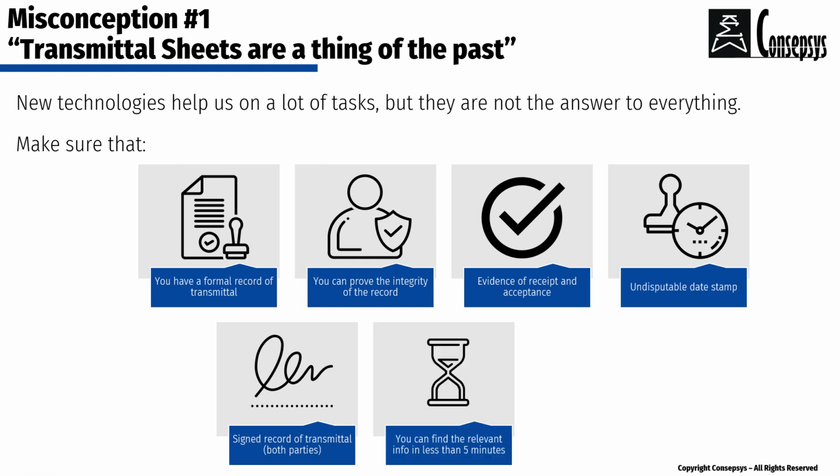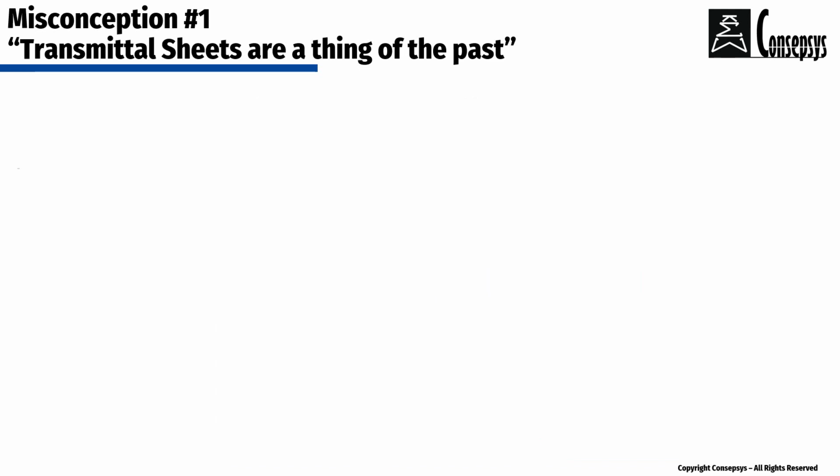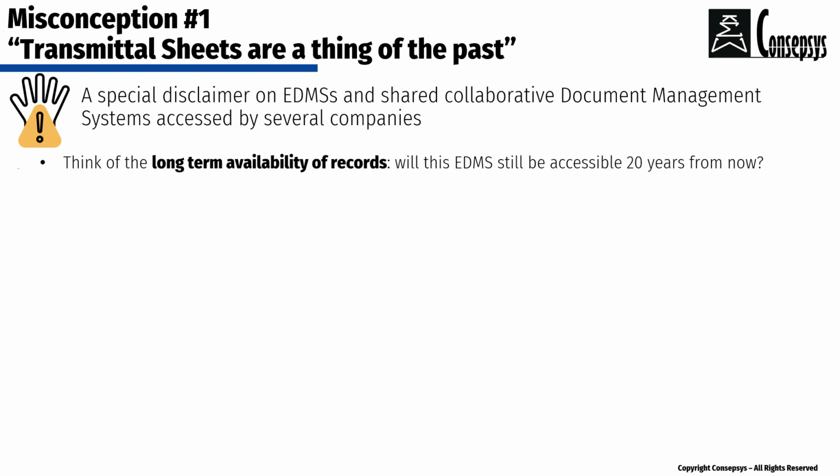Even 10 years later, you can find the relevant information about who sent what, to whom, and when in less than 5 minutes. There is no room for disagreement whatsoever about what has been delivered. A special disclaimer on EDMSs and shared collaborative document management systems accessed by several companies, for example. You must think of the long-term availability of records.